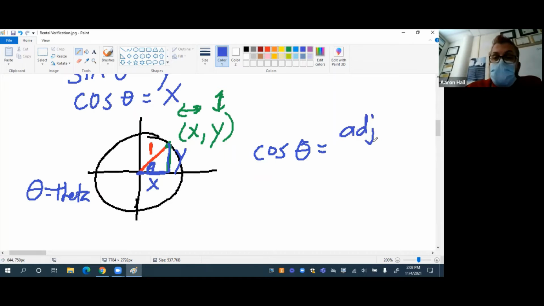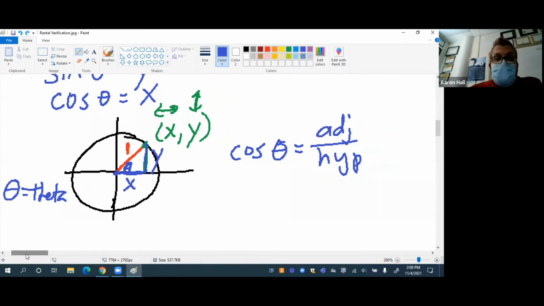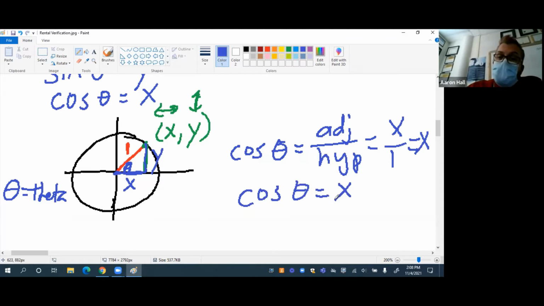Yeah, it's adjacent over hypotenuse. From this perspective right here, what is adjacent over hypotenuse? Yeah, this is x over 1, which is just x. So for the unit circle, cosine of theta equals x.